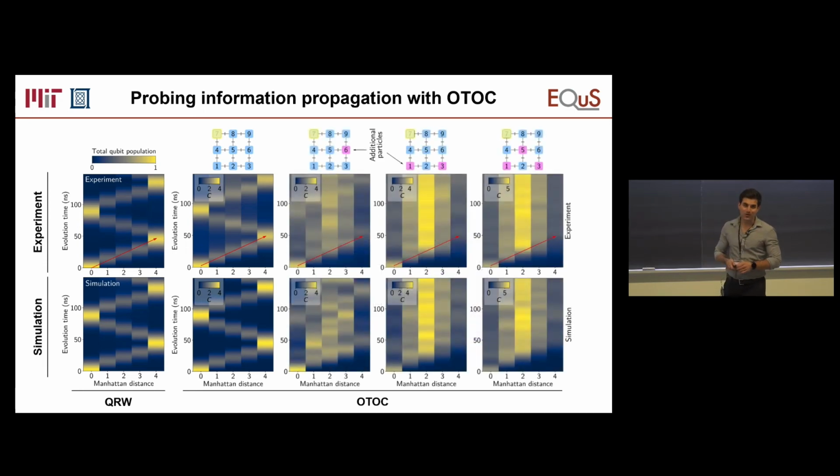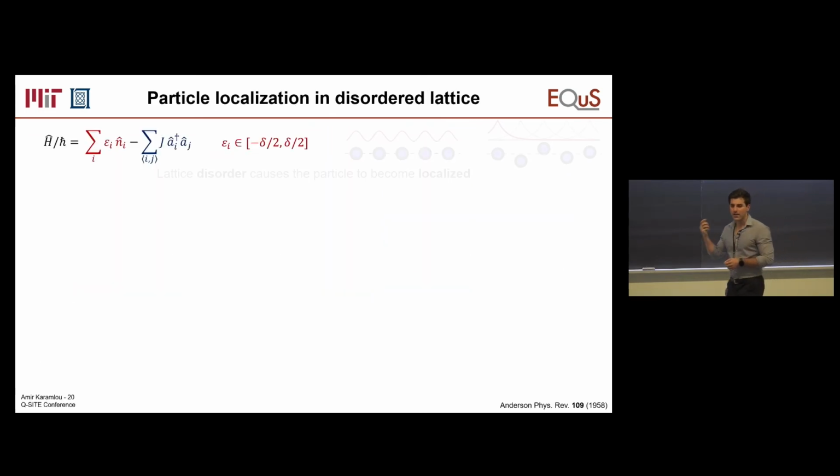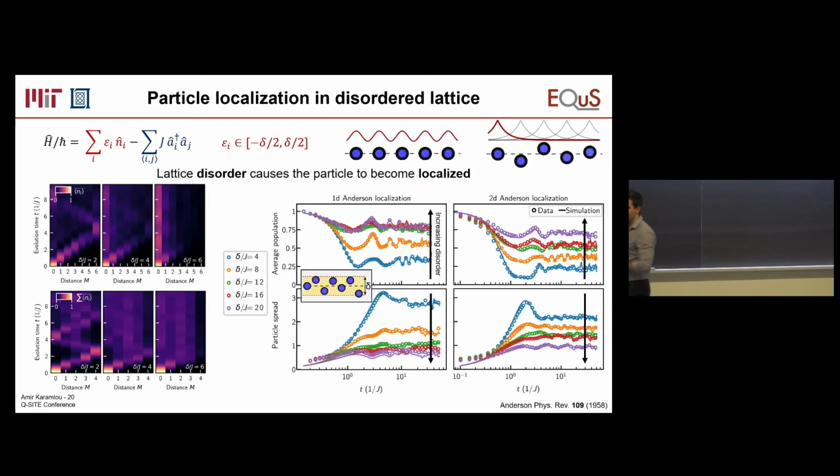If I add more particles, you see that the pattern at later times changes, and that's because of particle interference. However, the light cone of the quantum information propagation does not change. So the speed of quantum information propagation in your system is constant. Now, how it looks at later times does change with the number of particles. And with that, I'm just going to skip through all of these.